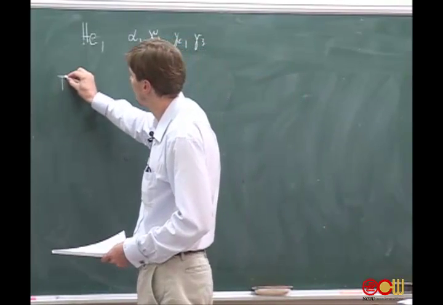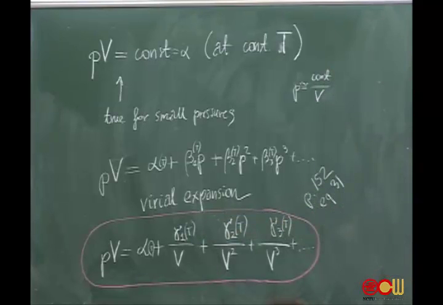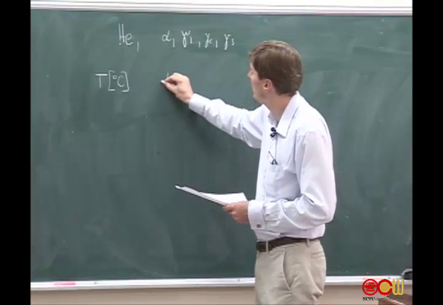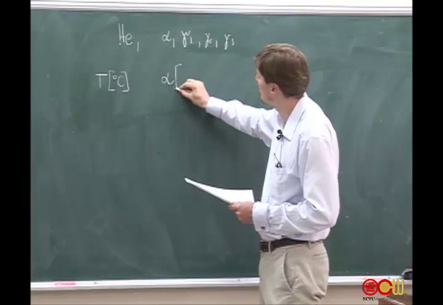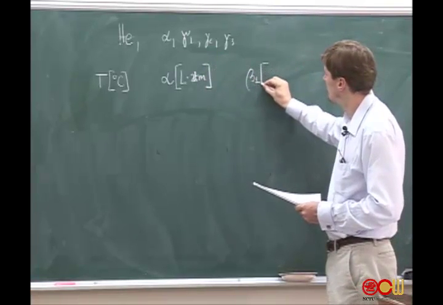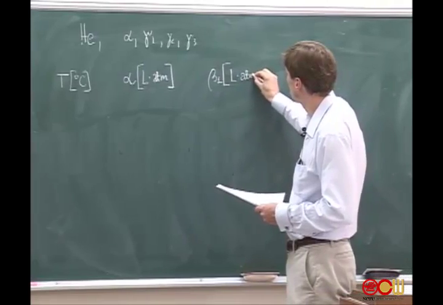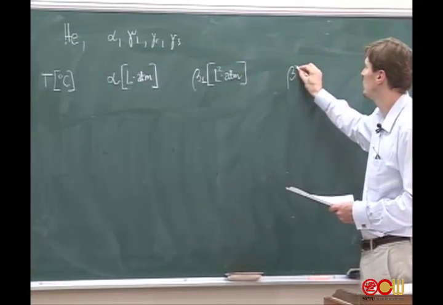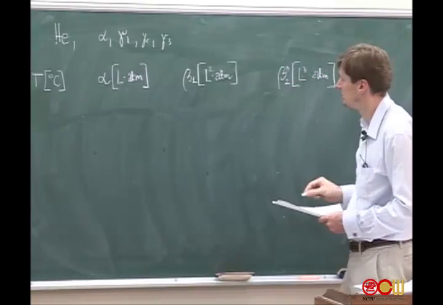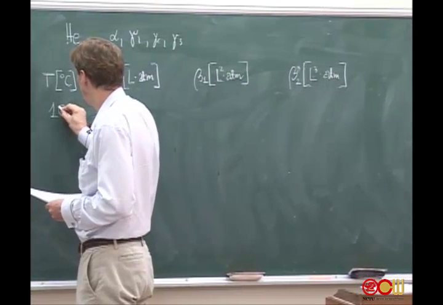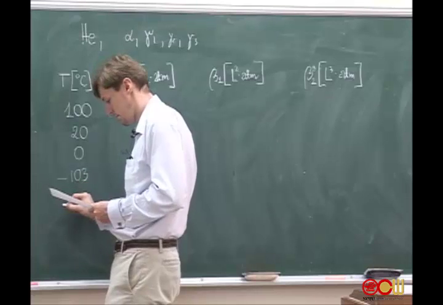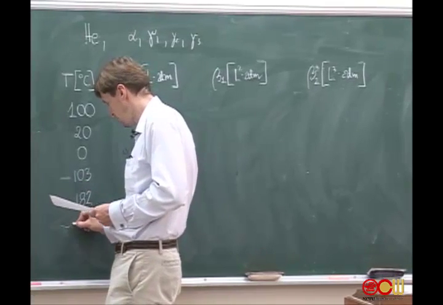So we are going to write temperature here. I said they depend on temperature. Let's see how much they depend on the temperature. Let's write temperature, and the temperature will be in degrees Celsius. And then we are going to write alpha. And of course the alpha must be given in liters times atmosphere. Then we are going to write beta 1 in the units of liters times atmosphere, and here would be squared, and beta 2 in liters cubed times atmosphere. And we are going to have different temperatures: 100 degrees, 20, 0, minus 100, minus 182, minus 216.